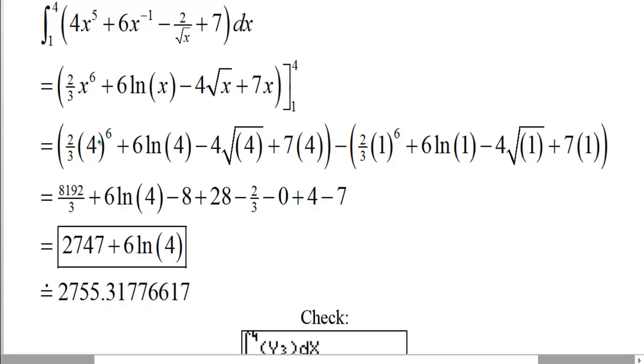So let's see if we can clean this up a little bit. 4 to the 6 times 2 is 8,192. And I can leave that like it is for the moment. Square root of 4 is 2 times negative 4 is negative 8. 7 times 4 is 28. Now I'm going to distribute the minus here. 1 to the 6 is 1 times 2/3 is 2/3. That minus makes it minus 2/3. Ln of 1 is 0, so this term is 0. Square root of 1 is 1 times negative 4 is negative 4, but that negative there makes it a positive 4. 1 times 7 is 7, that negative makes it negative 7.